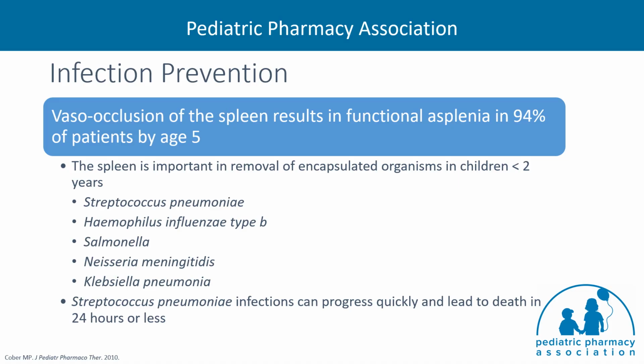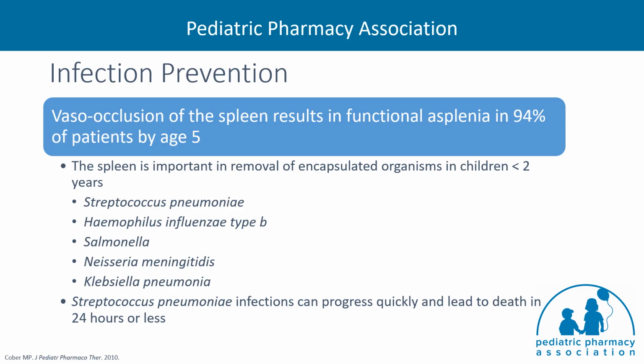So 94% of patients by the age of 5 will have had vaso-occlusion of the spleen that results in functional asplenia. And we know the spleen is important for removal of our encapsulated organisms, particularly in our children under the age of 2. So things like strep pneumo and Hep B.